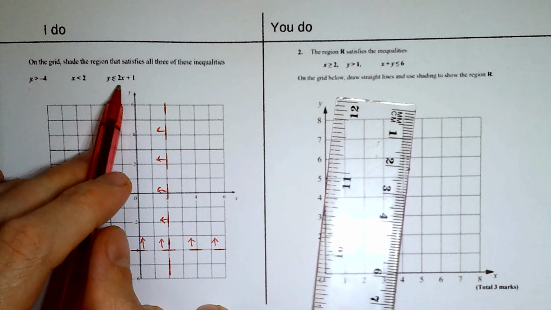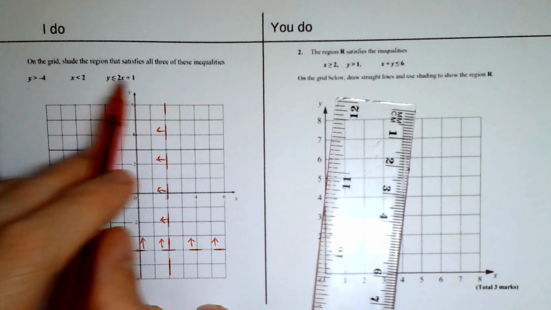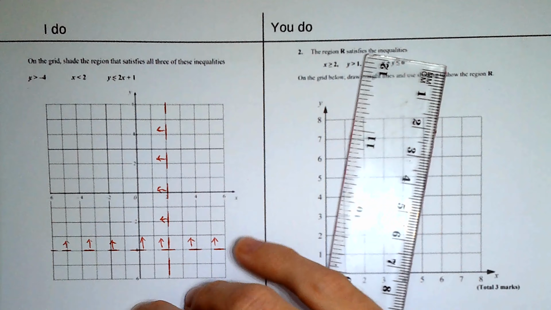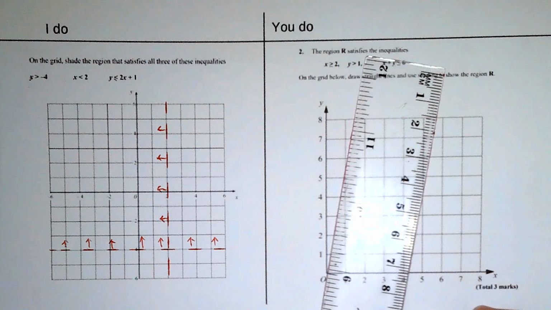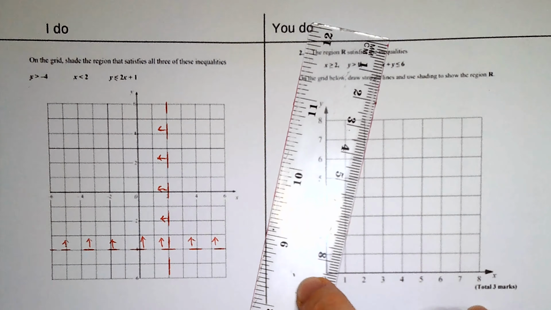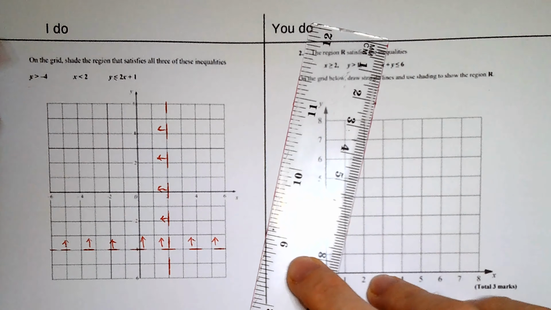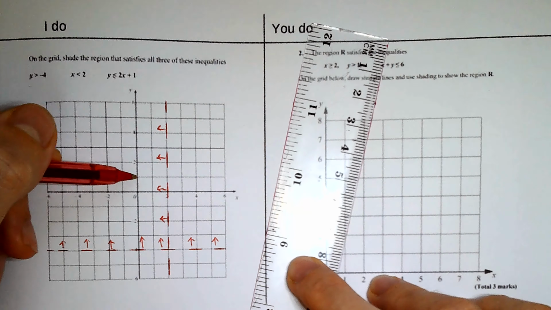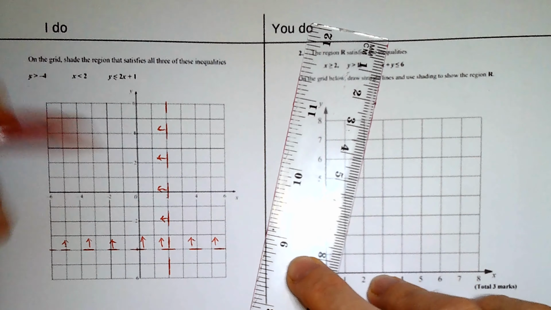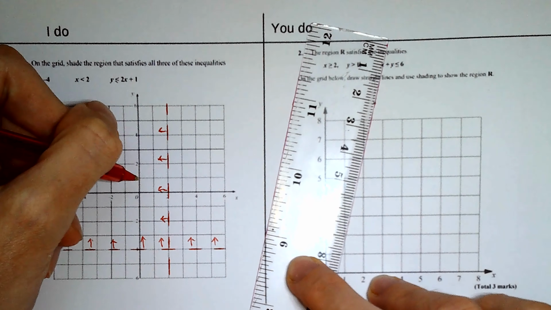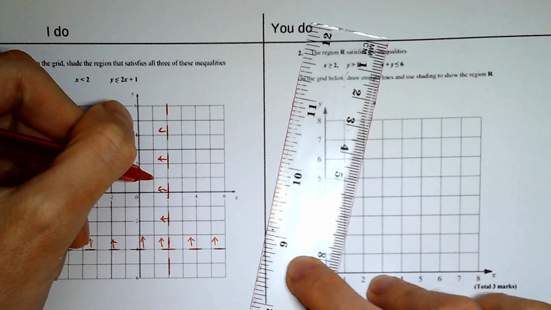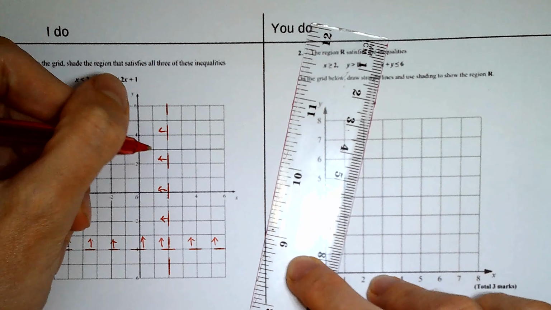Now I've got to draw the line y is less than or equal to 2x plus 1. So I'm going to draw with a solid line this time, because it can be equal to, the line y equals 2x plus 1. Now there are different ways to do this. You can think about your y-intercept, so that's going to go through 1. We know it's going to go through there, and it's got a gradient of 2. So for each unit it goes along, it's going to go up 2.